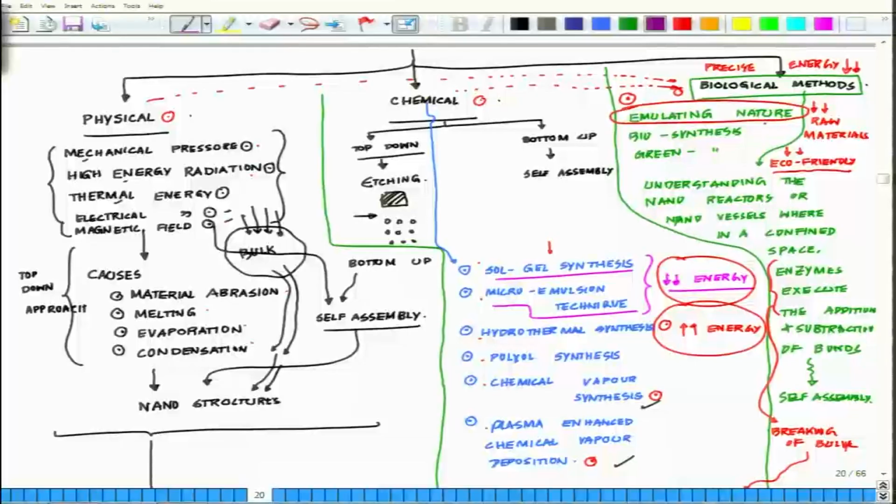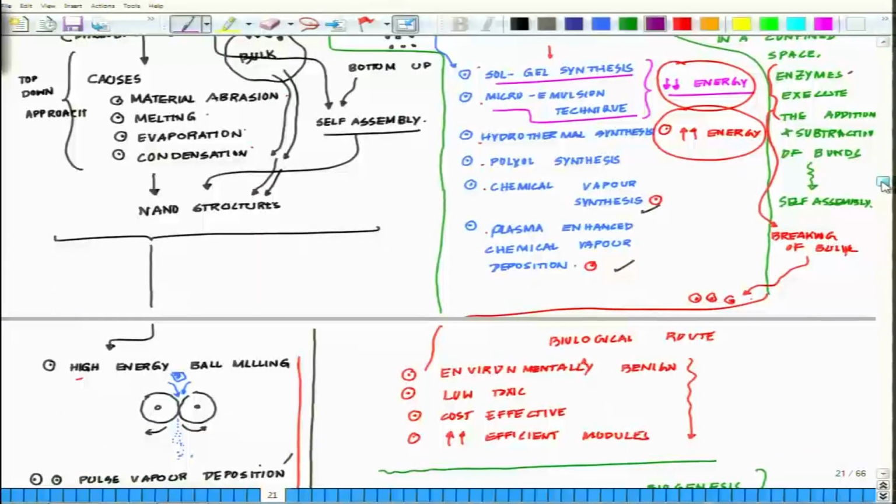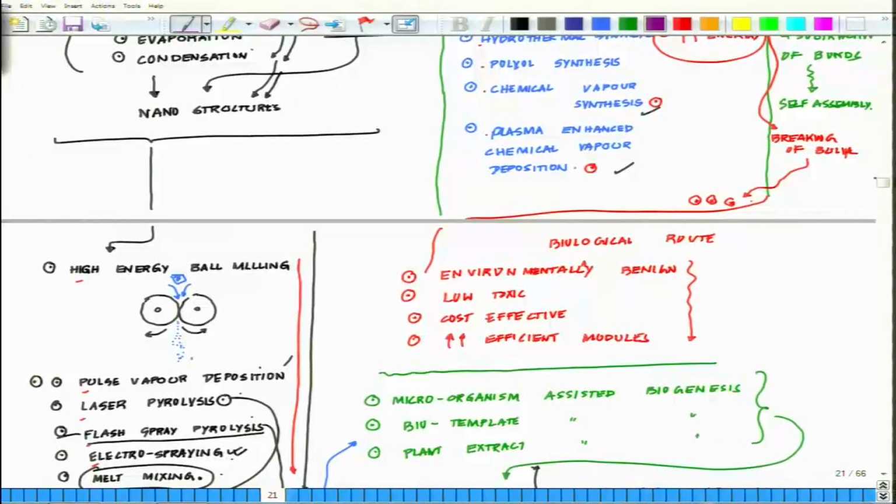If we recollect what we talked about the biological methods, the basic idea is emulating nature. Biosynthesis is a green route, the raw materials are eco-friendly, and we are understanding the nanoreactors or nanovessels where in a confined space the enzymes execute the addition and subtraction of bonds, leading to a self assembly. And the biological routes are mostly environmentally benign, low toxic, cost effective and more efficient modules.